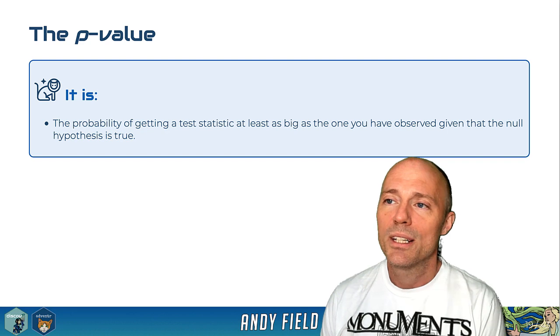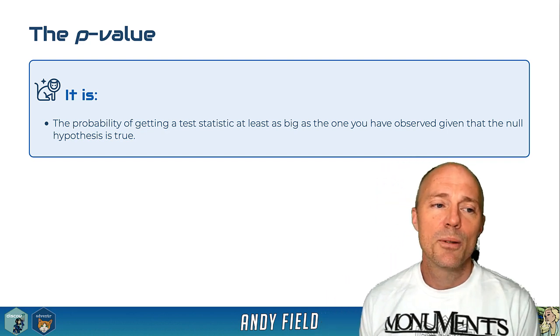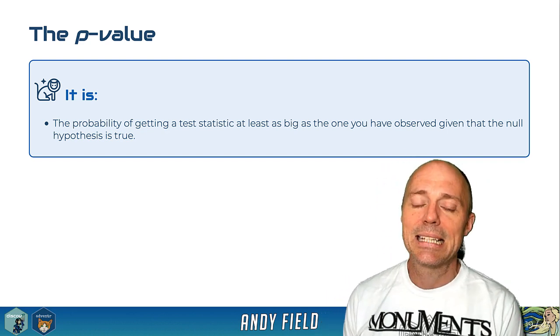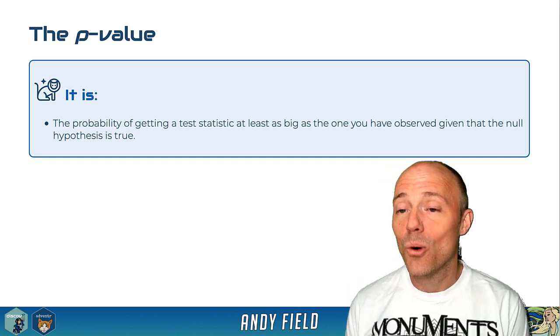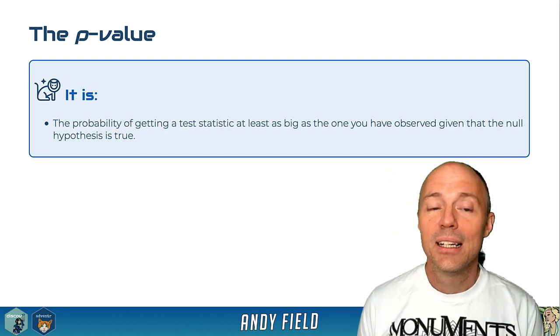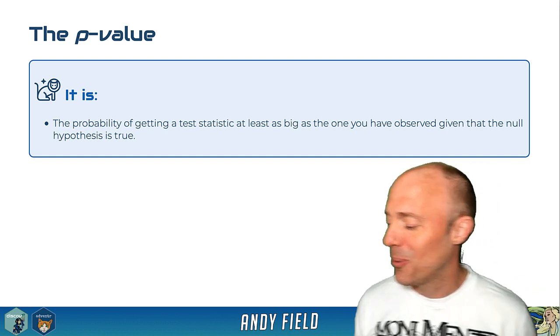So what is the p-value? Well, as I said, it's very misunderstood. It's the probability of getting a test statistic at least as big as the one that we have observed, given that the null hypothesis is true. And we can look at some things it's not as well.